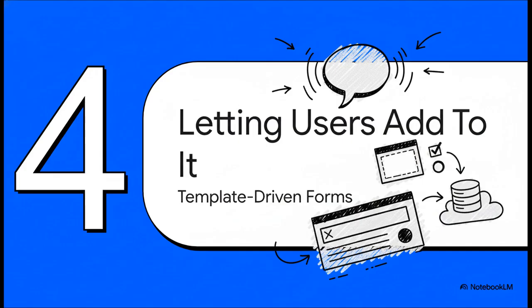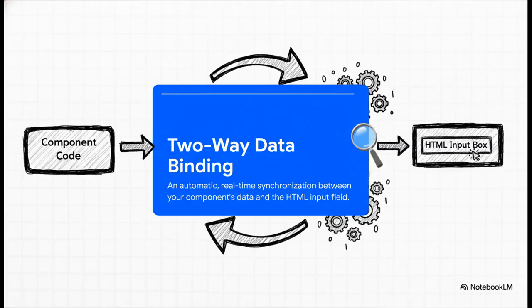Now for the final and maybe most important transformation. Let's give it a voice. We need to let our users actually interact with it, to add their own data. And we're going to do this by capturing their input with one of Angular's form strategies. To make this magic happen, we're going to use a core Angular concept called two-way data binding, and it is exactly what it sounds like.